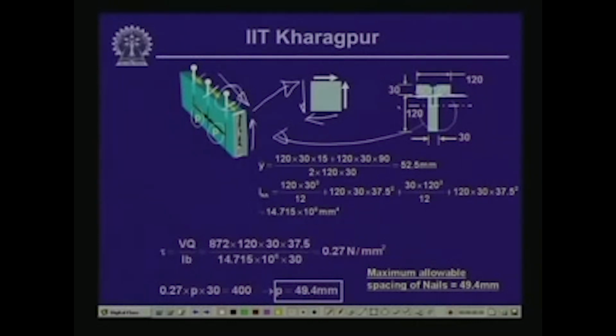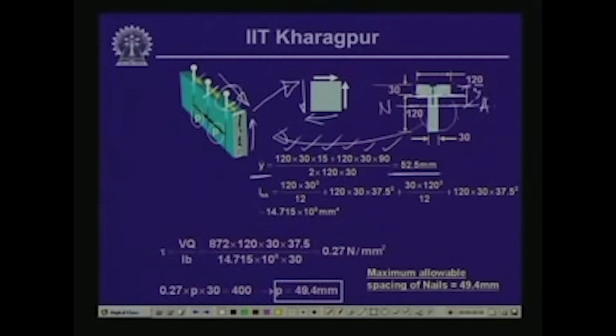Now, first we will have to find out the position of the neutral axis of the cross section. If we say that this is y bar from the top, then take the moment of all these segments with respect to the top part of it. The first segment is 120 by 30, so 120 by 30 into 15 is the moment of that area with respect to the top line, plus the area of this bottom part, which is 120 times 30 times (60 plus 30 is 90), divided by the area of the whole cross section, which is 120 times 30 plus 120 times 30. This gives us a value of y bar equal to 52.5 millimeter from the top.